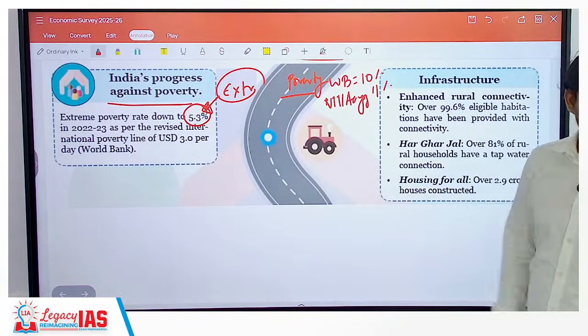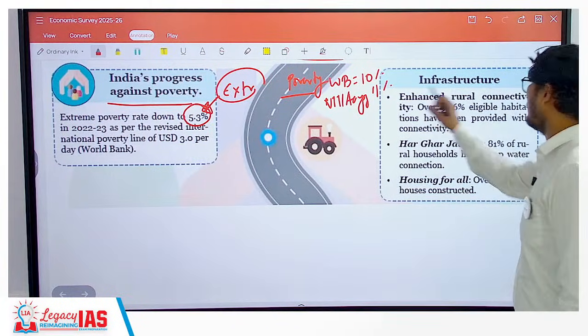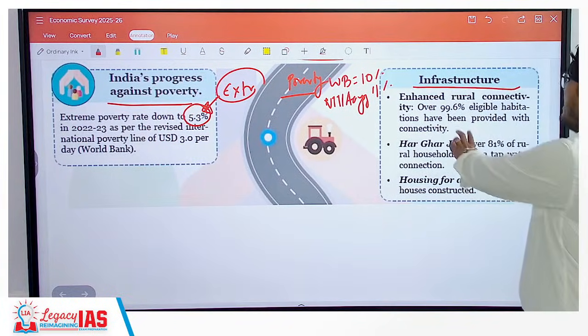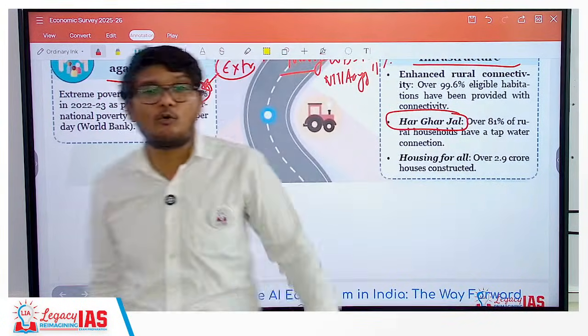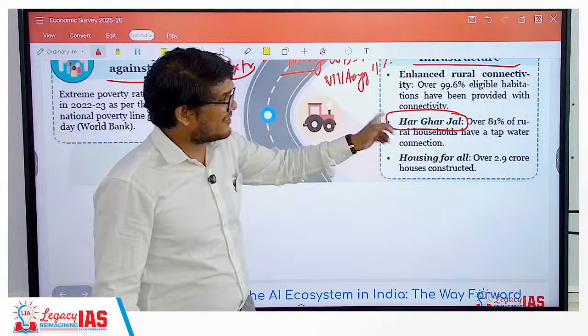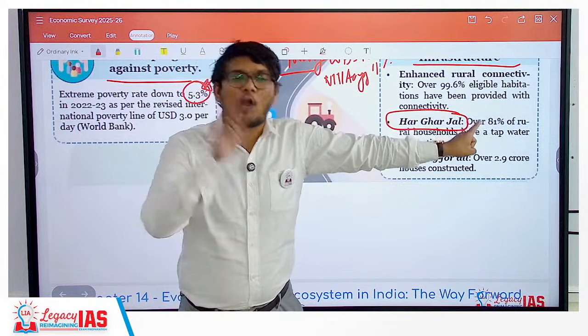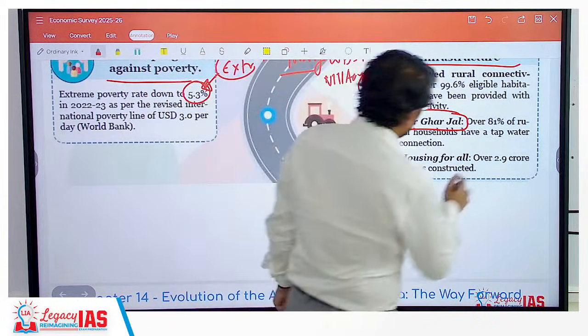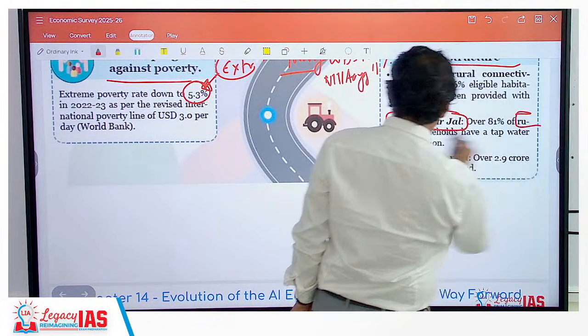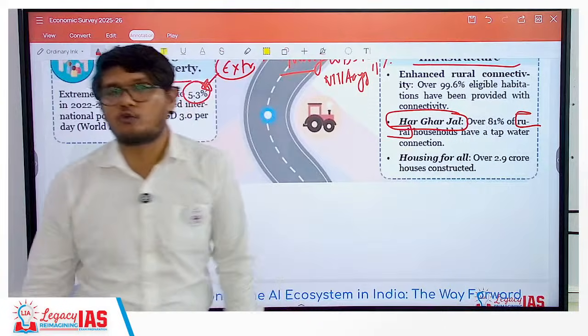India has also helped the rural development by creation of the infrastructure. And there is a scheme, Har Ghar Jal Yojana. Please remember, it says Har Ghar Jal, but it talks about the drinking tap water only for the rural areas or the rural household.